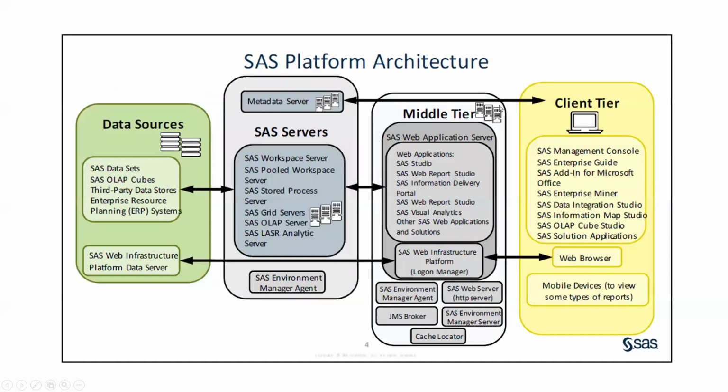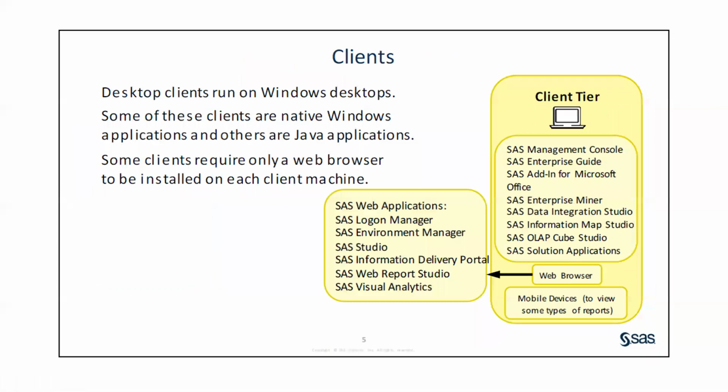Then coming to the SAS platform architecture, again the same content. Data sources means we have different types of data. Servers means we have different types of servers. So it's a server tier, this is the data tier, and the middle tier is nothing but the web tiers. Then the client tiers, which is the machines on which we are working. Okay, so it is another way of representation.